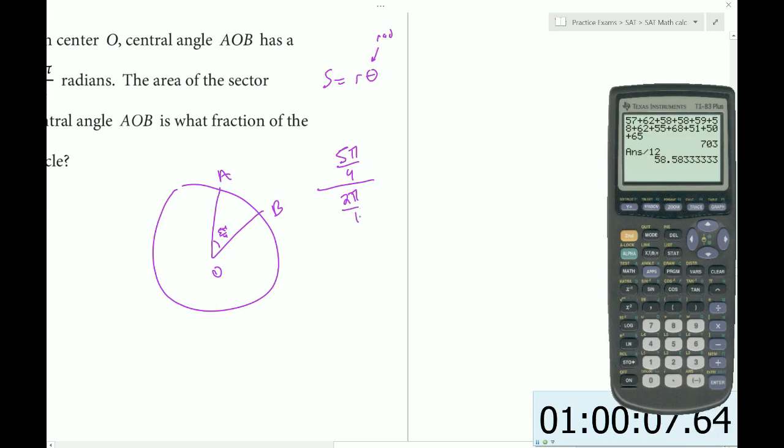So all we need to do is divide by 1 and then multiply by the reciprocal. And we end up, the pi's cancel. We get 5 over 8.